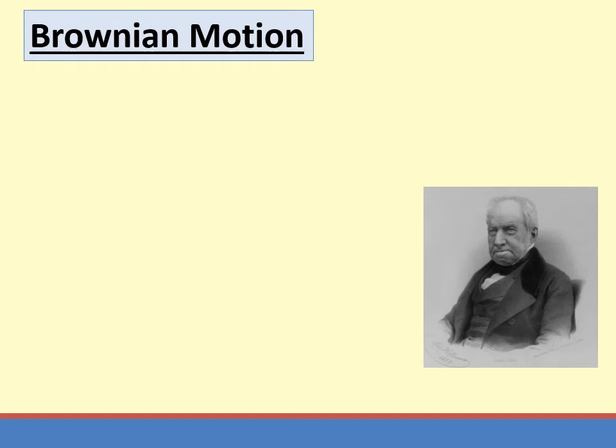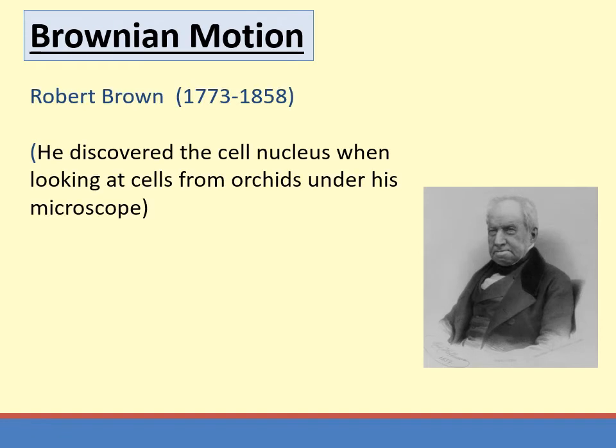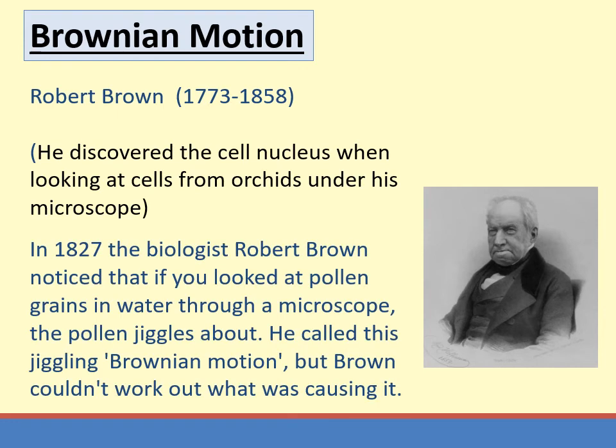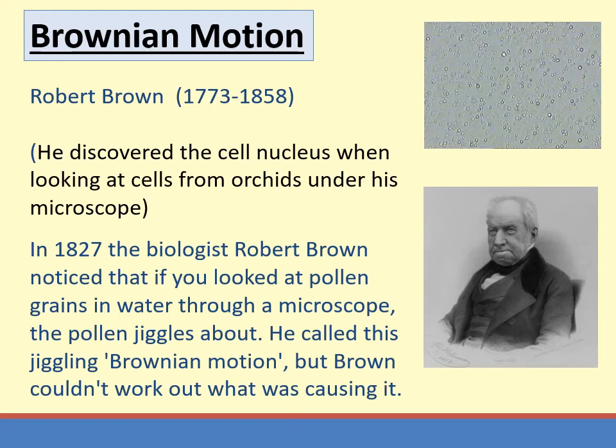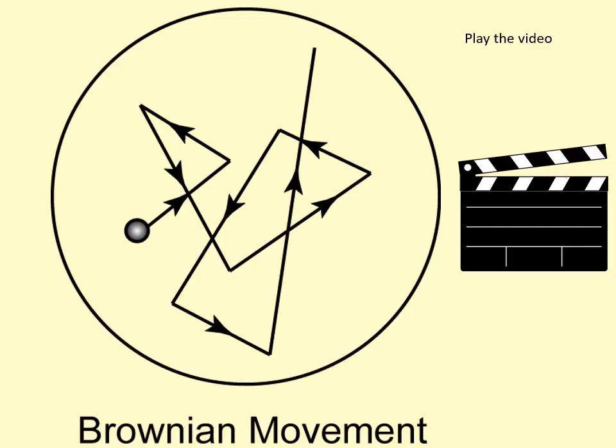Okay, Brownian motion, it is very interesting. Robert Brown discovered the cell nucleus when looking at cells from orchids under his microscope. In 1827, the biologist Robert Brown noticed that if you looked at pollen grains in water through a microscope, the pollen jiggles about, and he called this jiggling movement Brownian motion, but he couldn't work out what was causing it. So here is a video.